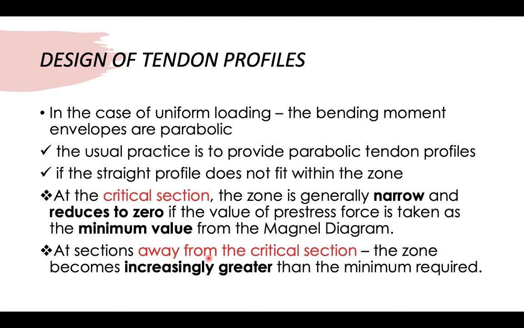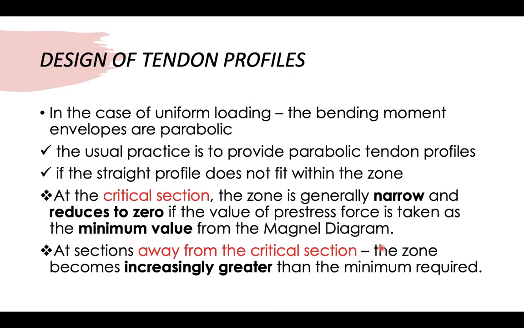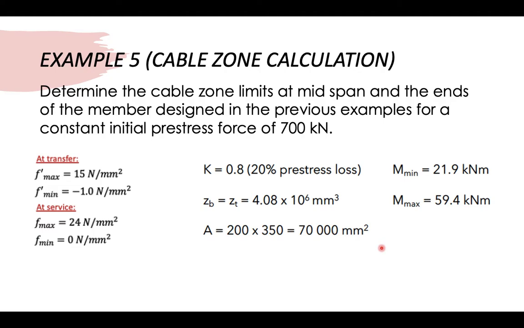So at sections that are away from the critical section, the zone becomes increasingly greater than the minimum required. So we can see here, if we refer back to this slide, at the critical section, which is the mid section, the area is very small or very narrow, but towards the end of the beam, we are going to have a zone that is much larger. Okay, so now we go to the example.